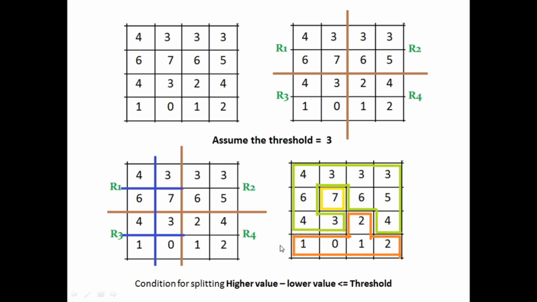The condition for splitting is the higher value minus the lower value. If it is less than the threshold, we need not split. If it is greater than the threshold, we need to split. And the condition for merging is the maximum pixel value of one region minus the minimum of some other, adjacent region. If it is less than the threshold, we are going to merge that region.